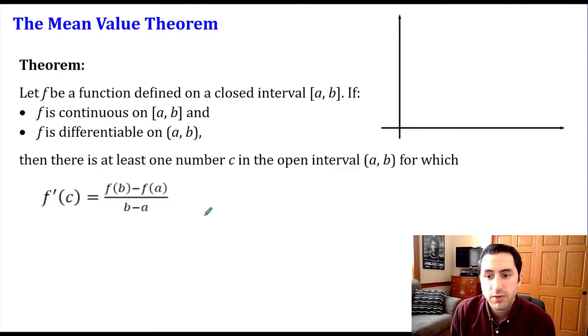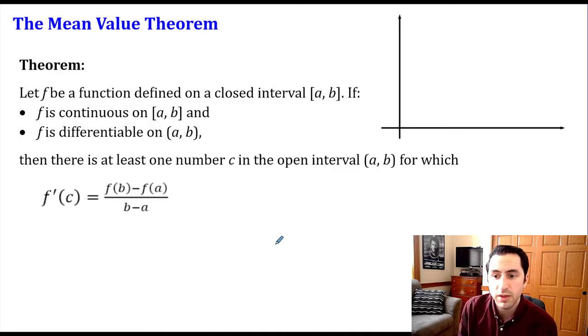It starts with, let f be a function defined on a closed interval from a to b. If f is continuous on this interval from a to b, and if f is differentiable on the open interval from a to b, then there is at least one number c in the open interval from a to b for which f prime of c is equal to f of b minus f of a all over b minus a.